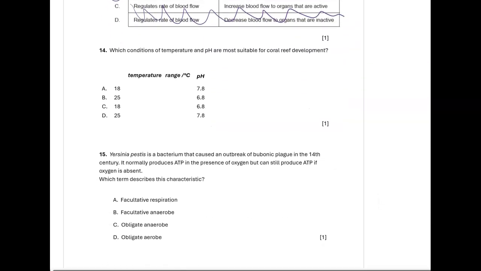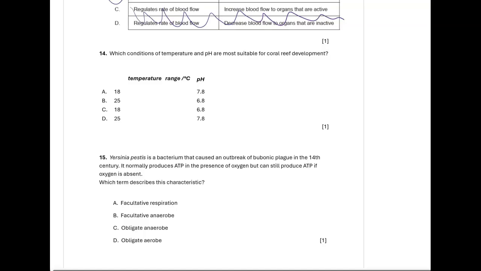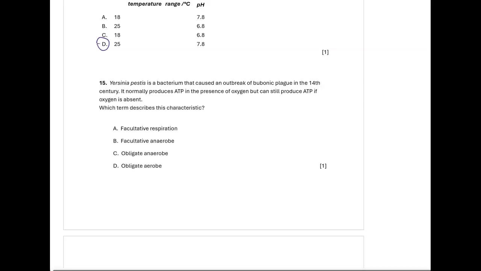In question 14, what conditions of temperature and pH are most suitable for coral reef development? So that was about 25 degrees and 7.8. So that's what you're looking for. So that is D. And then 15, you've got a bacterium that can cause the outbreak of the bubonic plague. It produces ATP in the presence of oxygen, but can produce ATP if oxygen is absent. So what does that make it? So it makes it a facultative anaerobe. So that is B.